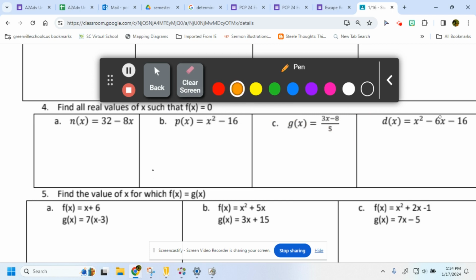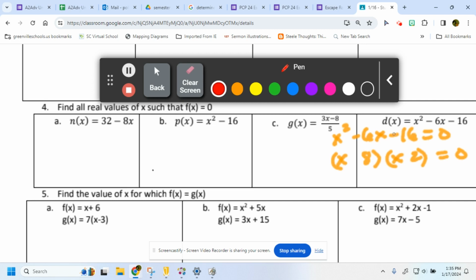Here you have x squared minus 6x minus 16. So x squared minus 6x minus 16, set it equal to 0. Do the factoring again here. x, x, 8, and 2. What two numbers, when you multiply them, gives you negative 16, and when you add them, gives you negative 6? So this is negative, that's positive. Set them equal to 0.